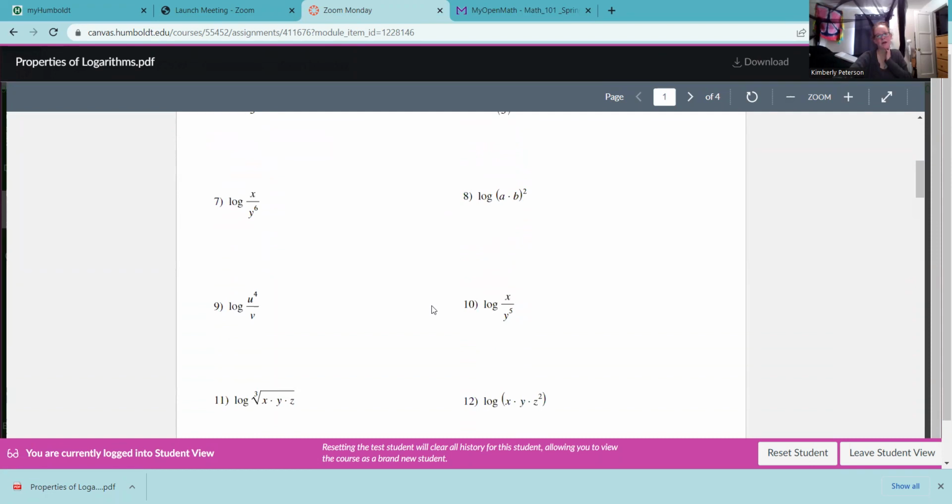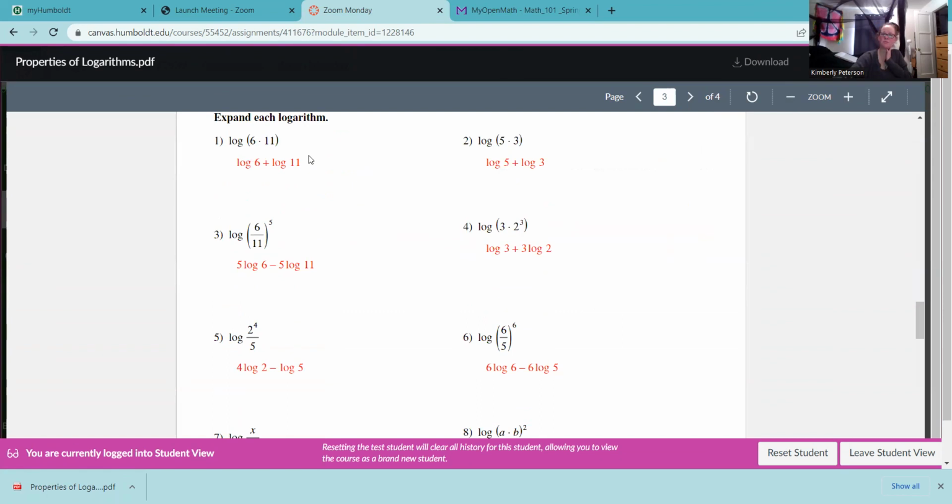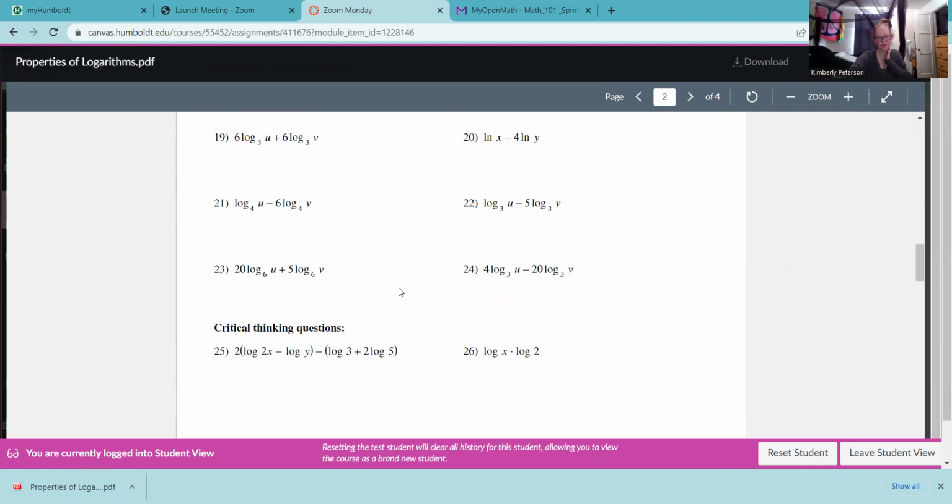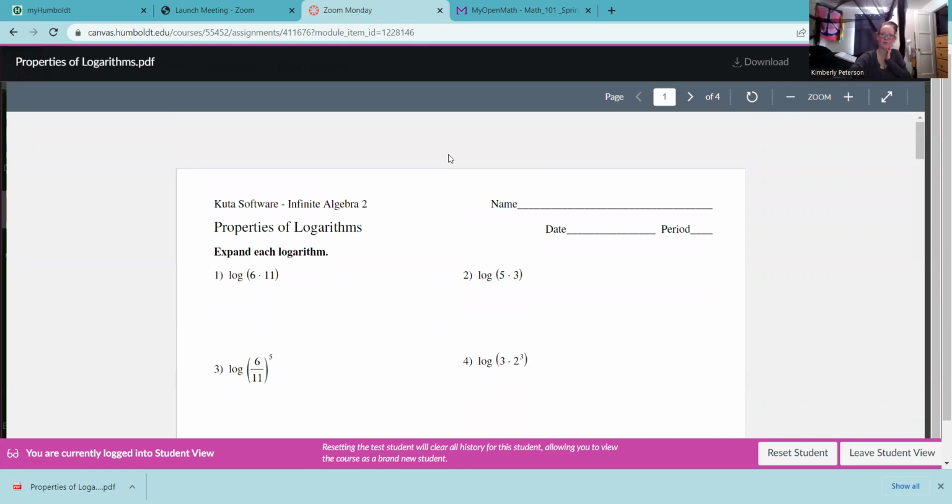You'll notice that the answers are posted, but I would like for you to try on your own piece of paper to work through these before you look at the solutions. So I'll show you these properties and then we'll have you work on those and I can come out to each breakout group and help you if you need.